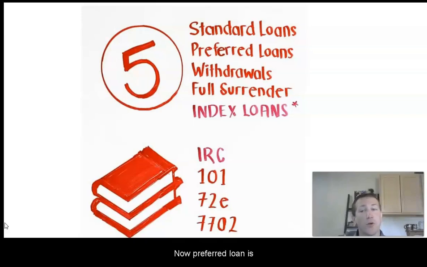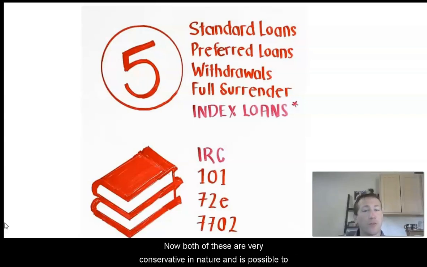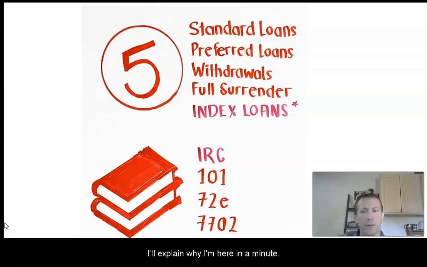Now, a preferred loan is where you're taking out a loan after year 11. It's essentially a 0% net cost. Both of these are very conservative in nature, and it's possible to have some missed opportunity costs on the back end. And I'll explain why here in a minute.